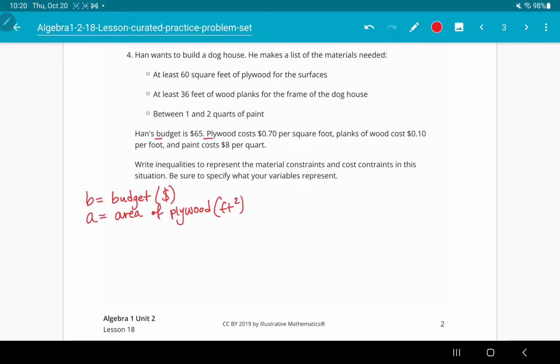And then we've got planks of wood, and these are lengths. This is not feet squared, this is just square feet. So let's make L the length of wood planks, and this is measured in feet. And then 1 and 2 quarts of paint. Okay, so we use Q for quarts of paint.